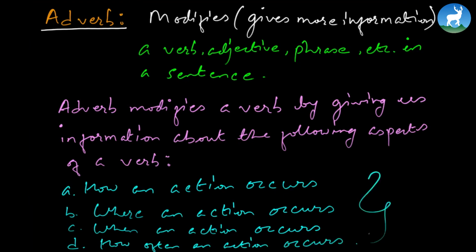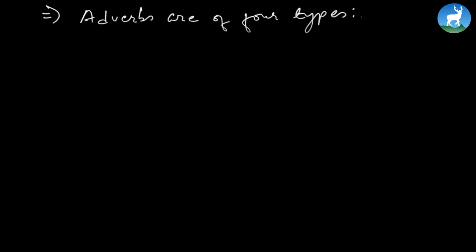See? So it always defines these 4 questions here. How an action occurs, where an action occurs, when an action occurs, or how often an action occurs. Now, depending on this, see, it's not in the book, it's something worth knowing. So depending on those 4 aspects, we can say that adverbs are of 4 types. All right. So number 1, we can say adverbs of manner.